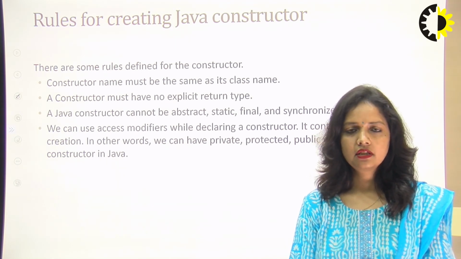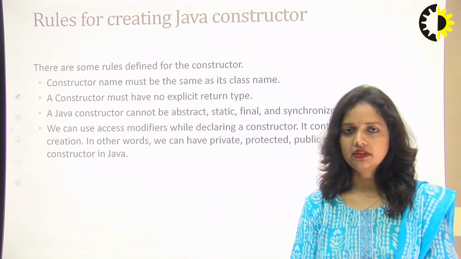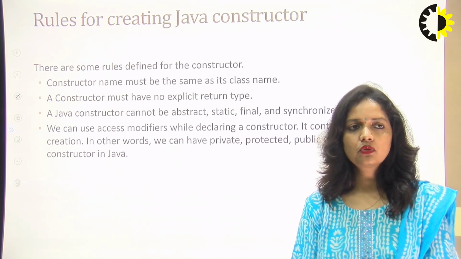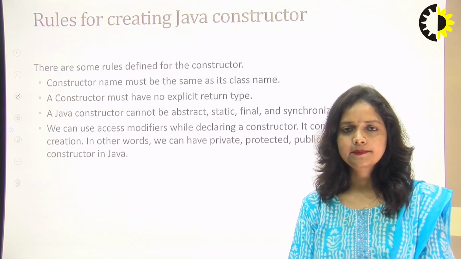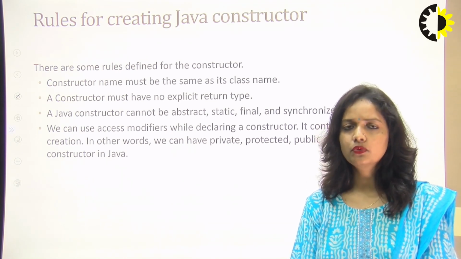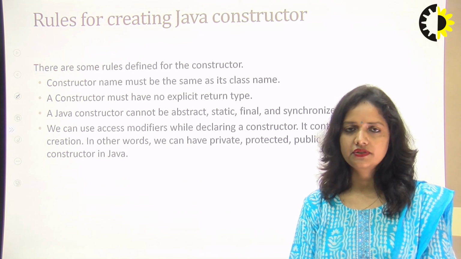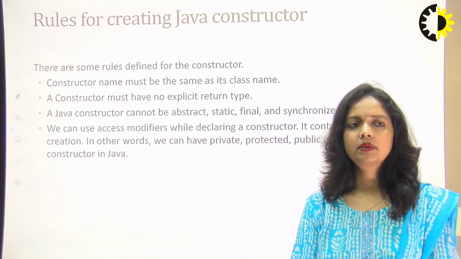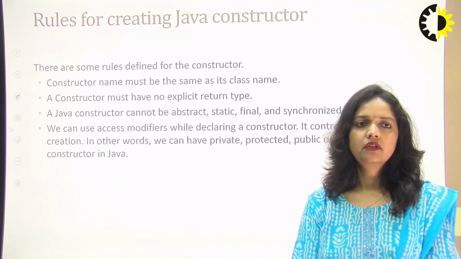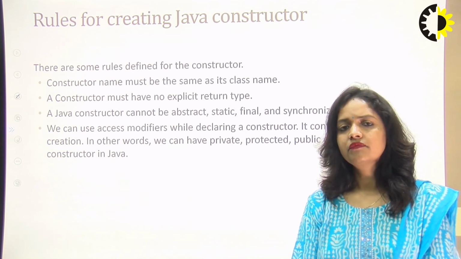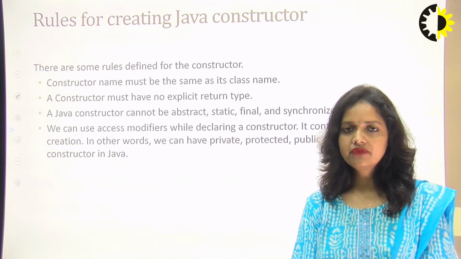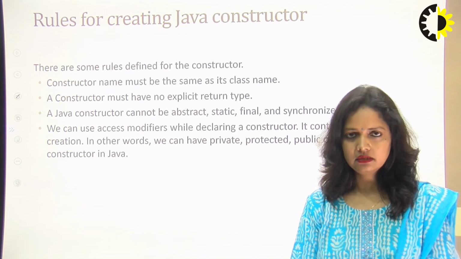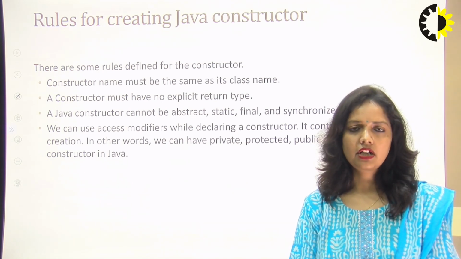So next are the rules for creating a Java constructor. The first rule is the name of the constructor must be the same as the name of the class. The second rule is the constructor should not have any explicit return type. It means we do not use any data type in front of the name of the constructor when declaring it. The third rule is a Java constructor cannot be abstract, static, final or synchronized. It means we do not write any such keyword in front of a constructor: abstract, static or final.